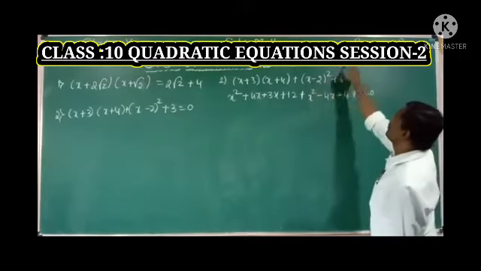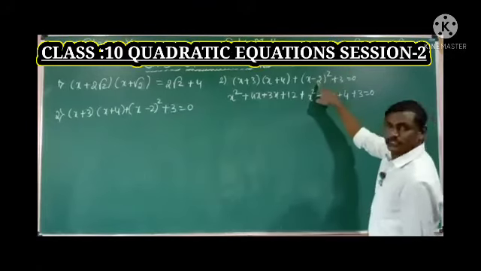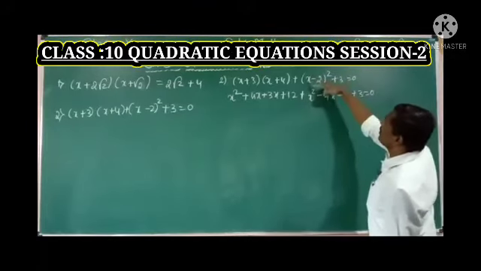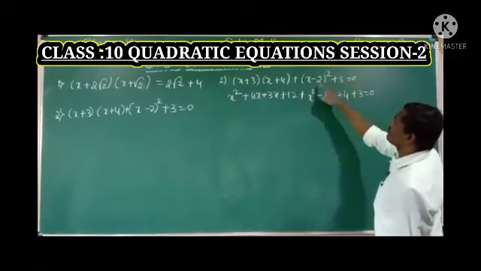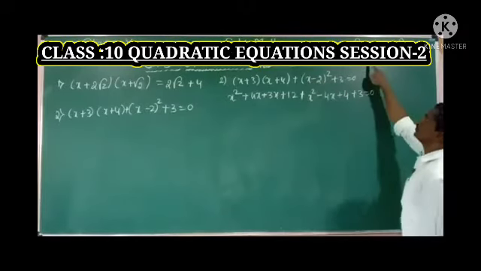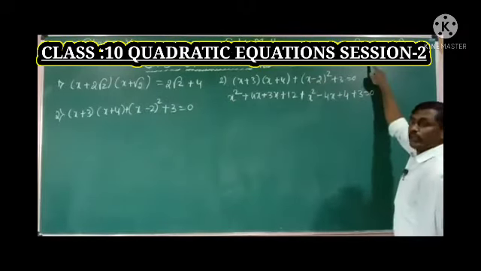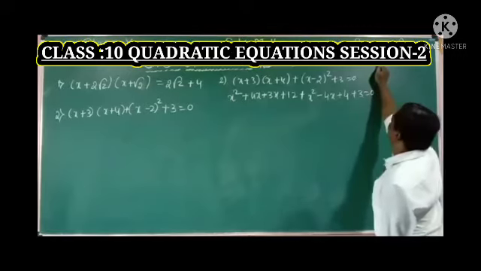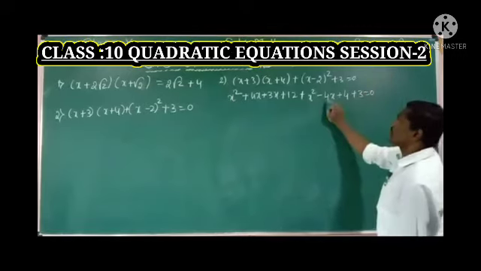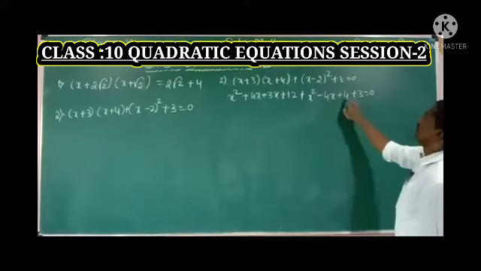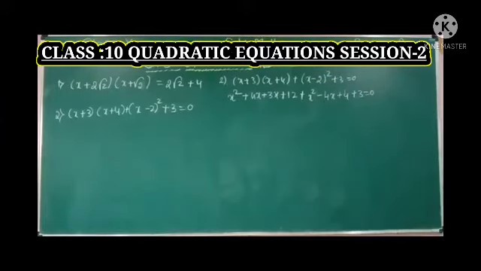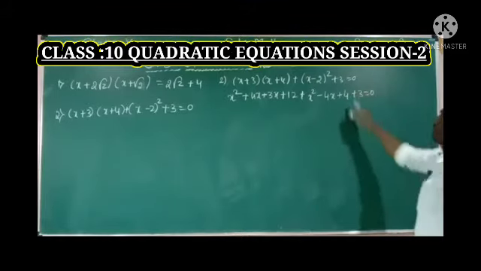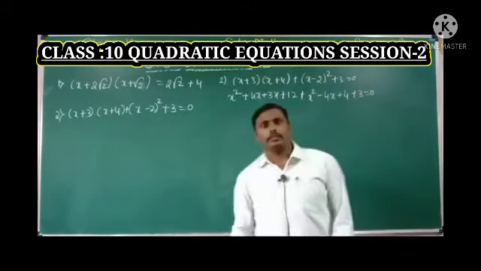Here a means x and b means 2. x square is x square, minus 2 into 2, 4, into x means 4x, plus 4. It means the square of 2 is 4. Remaining 3 as it is.